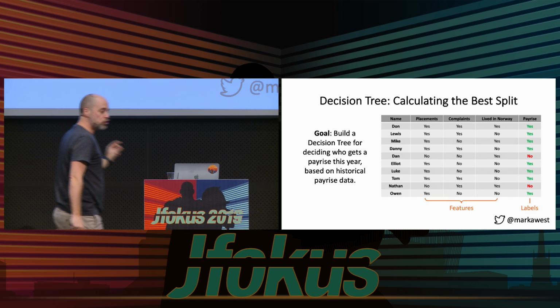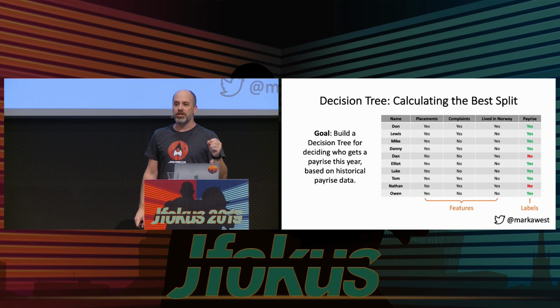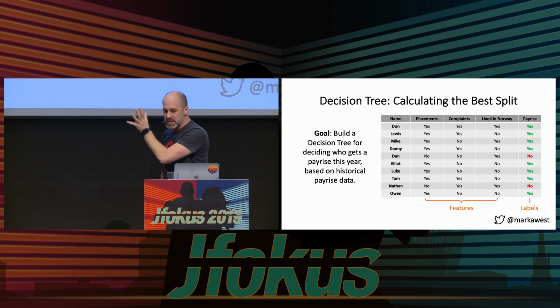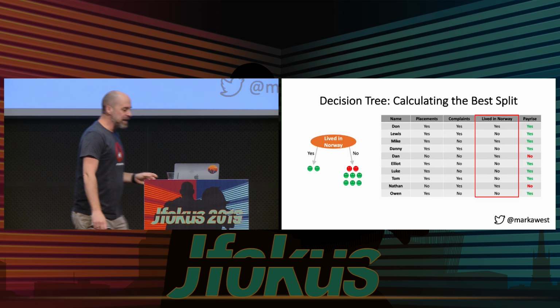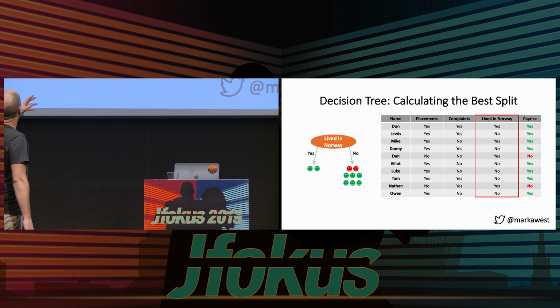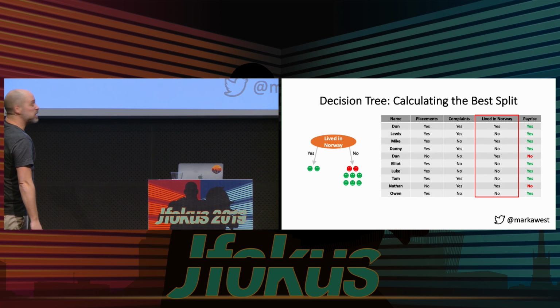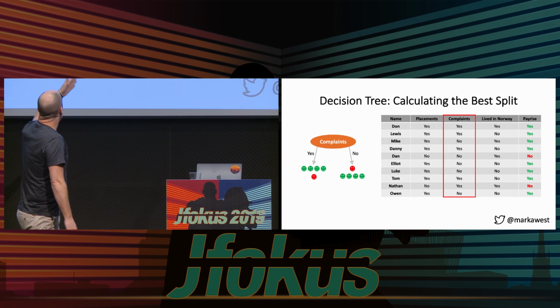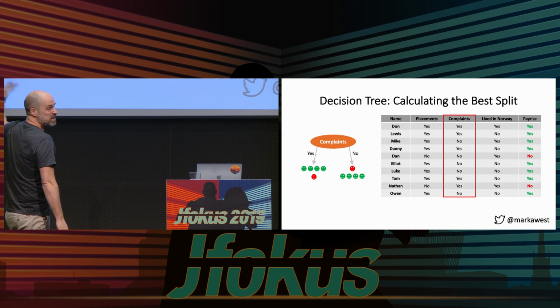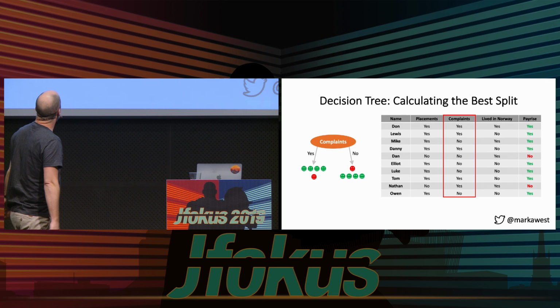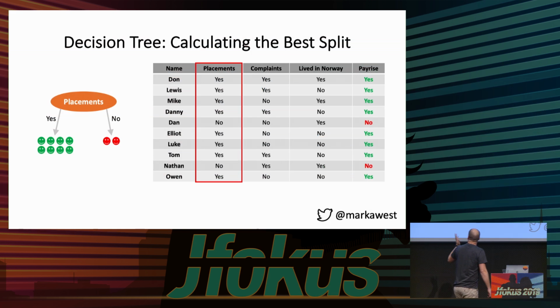Now what a decision tree does is it tries to find the feature that best splits the labels. So I have a binary result here. Either they got a pay rise or didn't. If I try and split my data based on whether they lived in Norway or not, you can see I don't get a very good split. If I split my data on complaints, again, I don't get a very good split. I've got both people who got a pay rise and didn't get a pay rise on both sides. But on placements, you can see that I have a perfect split. So this is a really simple example of a decision tree.